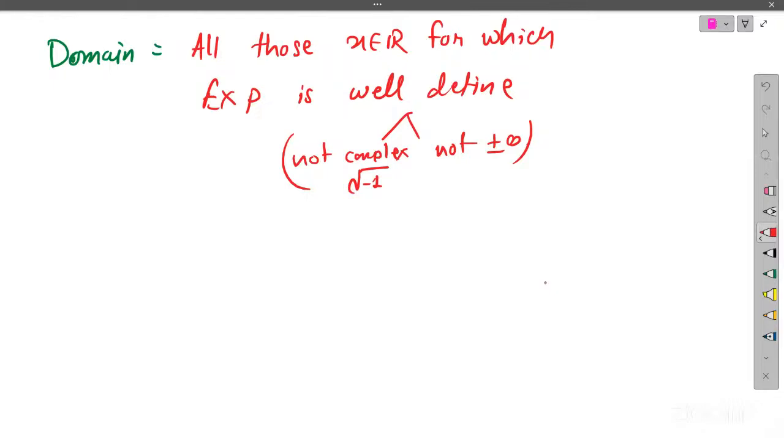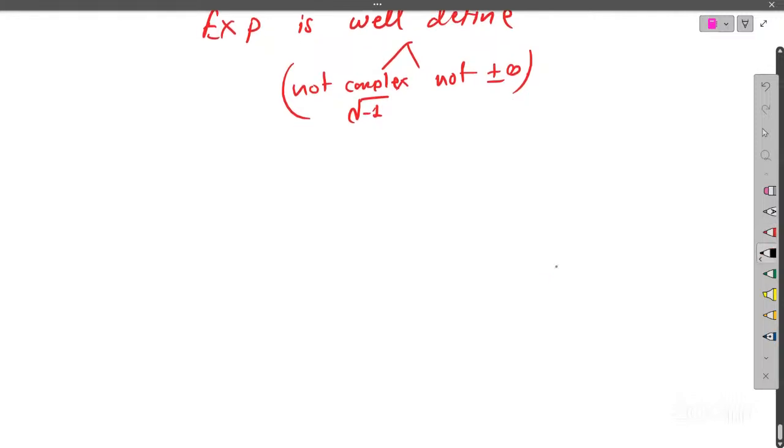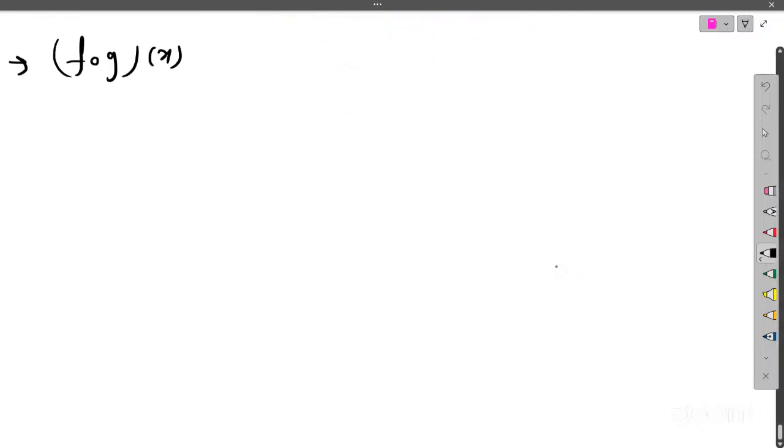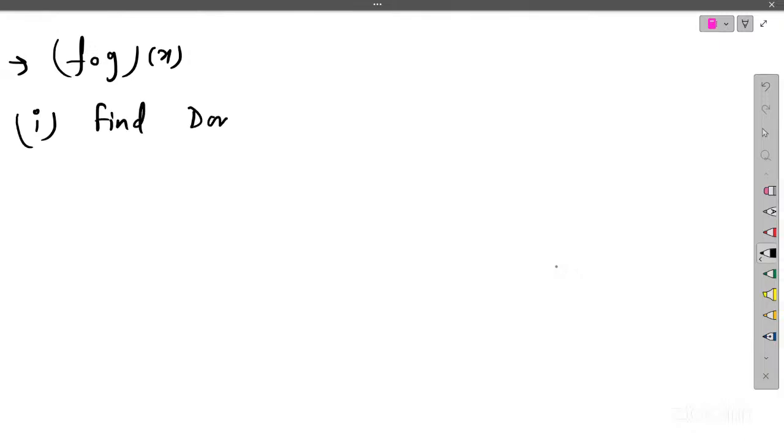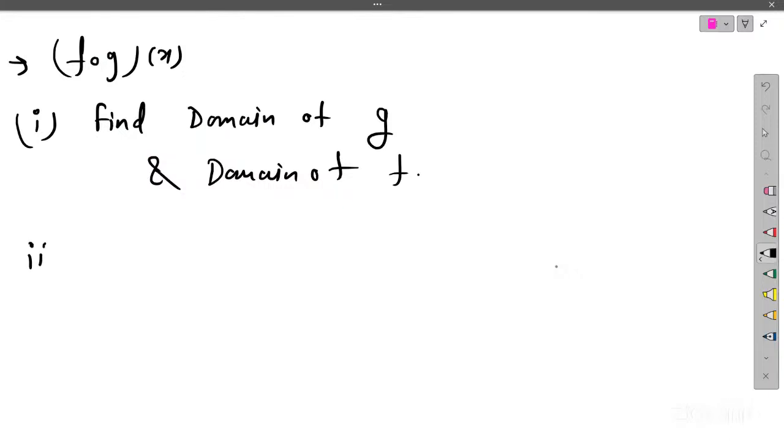But what happens if we have a composite function? We have f composite g of x. How can we find the domain of this composite function? The first thing is to find the domain of g and the domain of f. So first you find the domain of both functions f and g. And the second thing you have to do is remove all those x belonging to the domain of g.